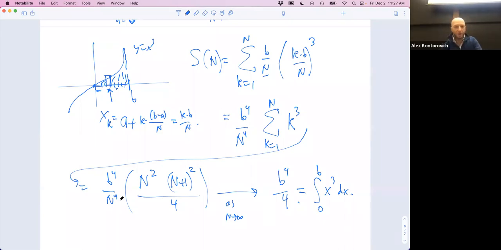Okay, so I'm looking at this quantity for any value of n, and I'm going to make n larger and larger. This is just a polynomial in n. The leading term here is n to the 4, and the leading term here is n to the 4. So n to the 4 over n to the 4 goes to 1. Nothing else matters. These lower order terms don't contribute anything in the limit. And then there's a constant of b to the 4 over 4 at front of everything. Okay, cool. You guys just computed your first Riemann integrals.